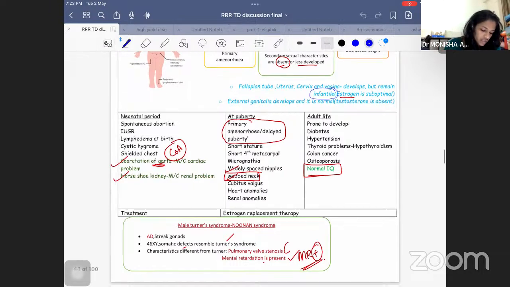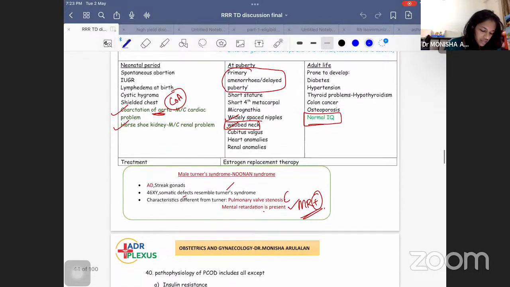Other than that, which are the more standing-out features, if I have to say? One is the widely spaced nipples, webbed neck, primary amenorrhea, short stature, micrognathia, heart anomalies, renal anomalies. Treatment is estrogen replacement therapy.